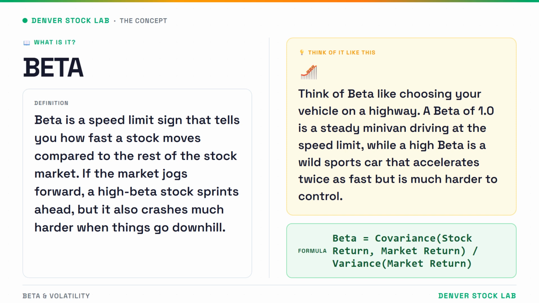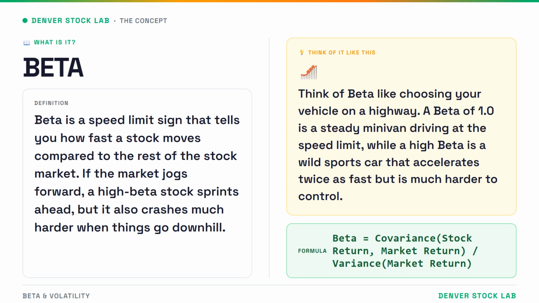Variance is simply a measure of how much the overall stock market bounces up and down around its own average path over time. It tells us how choppy the river is. Covariance, on the other hand, measures how much our specific stock moves in harmony with that river. It looks at whether our stock rises when the market rises and falls when the market falls, and how dramatic those movements are.